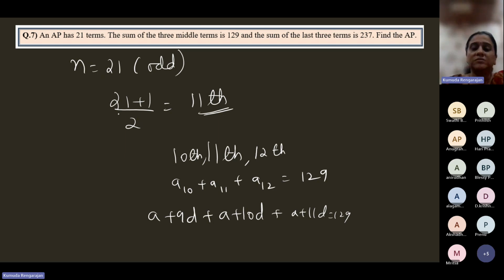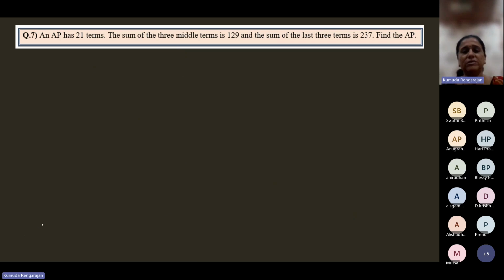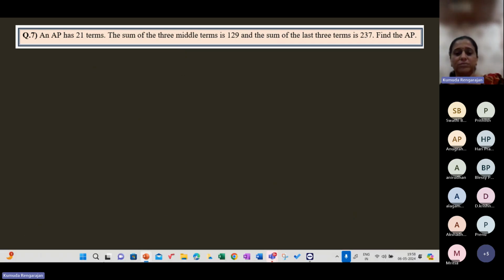Then the sum of the last three terms. If there are 21 terms, the last three terms are the 21st term, the 20th term, and the 19th term. The sum of the last three terms is A plus 18D plus A plus 19D plus A plus 20D, equal to 237. So you have two equations. Solve them, find the values of A and D, and hence find the AP.